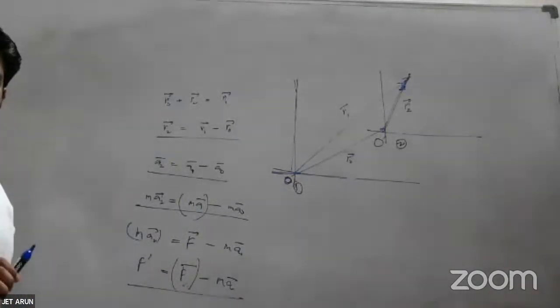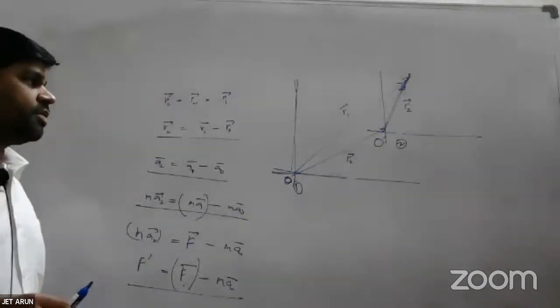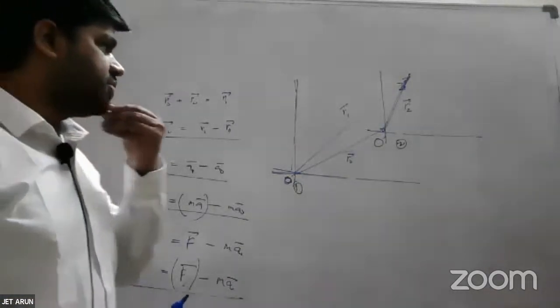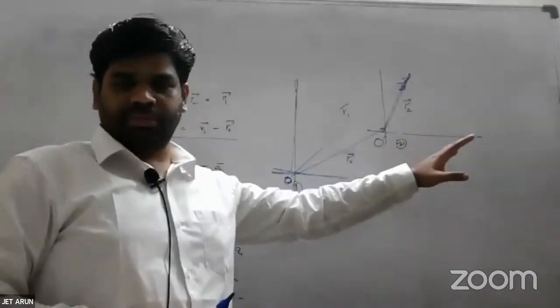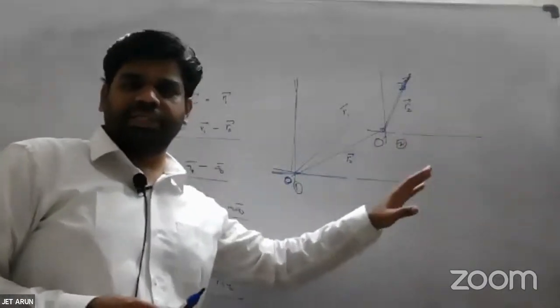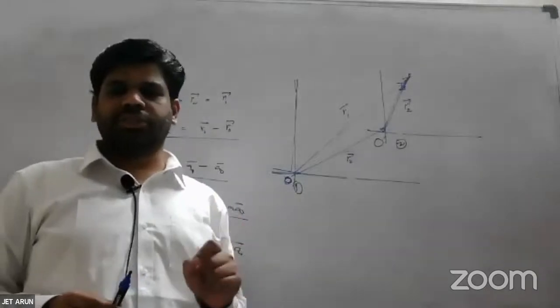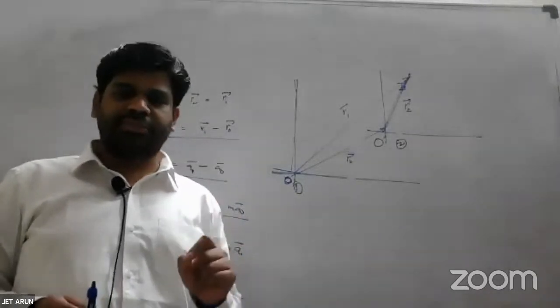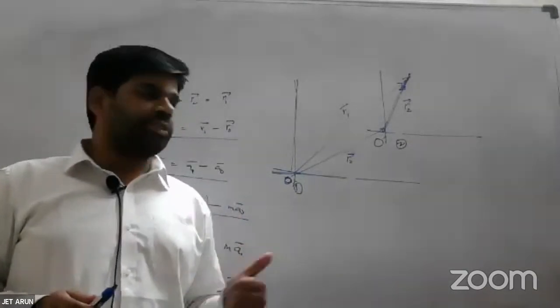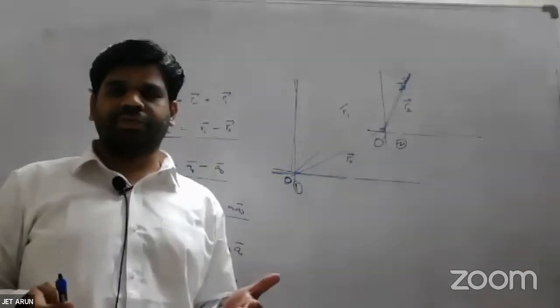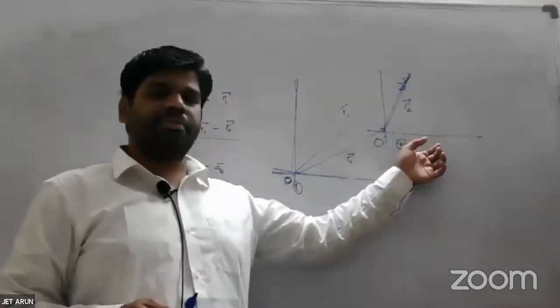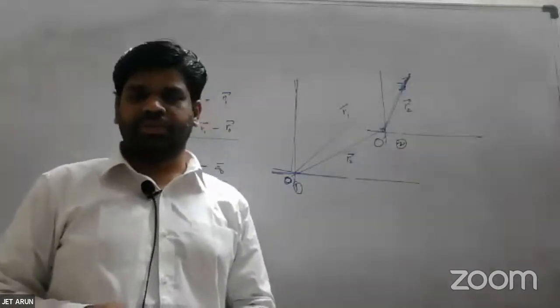Let's understand its physical significance. A frame which is accelerating is called a non-inertial reference frame. A frame which is not accelerating, that is, a frame which is moving with constant velocity or is at rest with respect to the ground, is an inertial reference frame, whereas an accelerating frame is called a non-inertial reference frame.